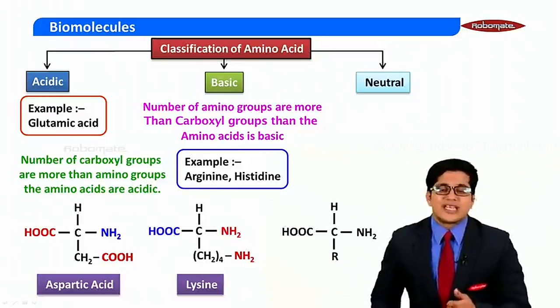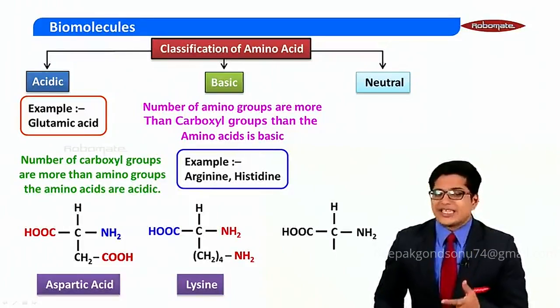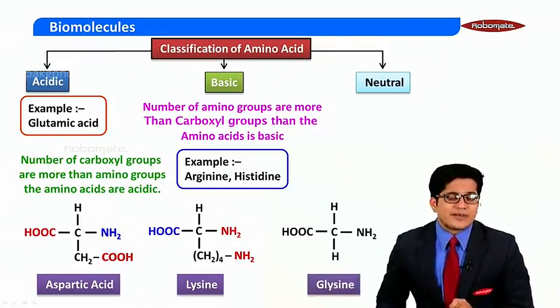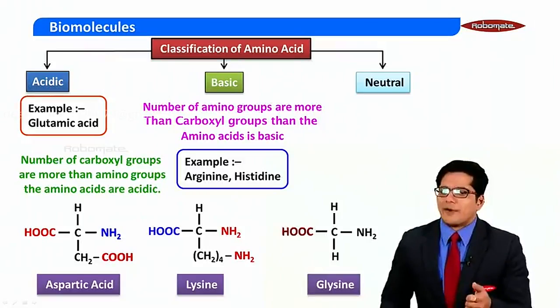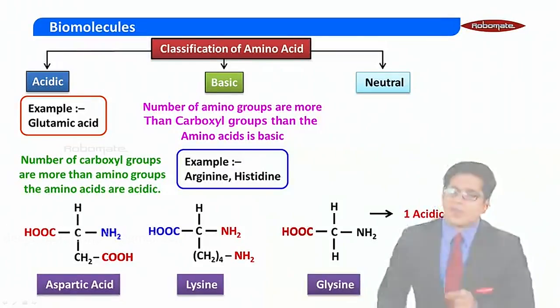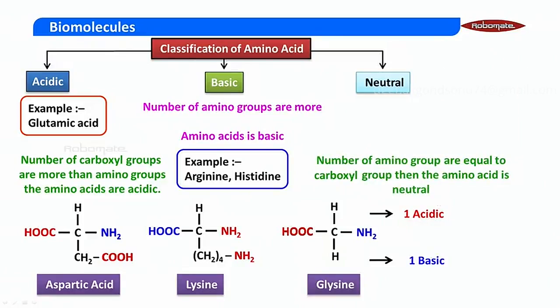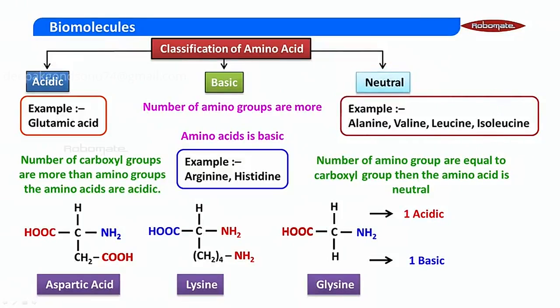Next, let's talk about neutral amino acids. Here, suppose R was removed and H was placed, that means we are talking about the amino acid glycine. How many acidic groups? One acidic group. How many basic groups? One basic group. That means in this molecule, the number of amino groups and acidic groups are the same, and thus the amino acid should be neutral in nature. A few examples for this are alanine, valine, leucine, and isoleucine.